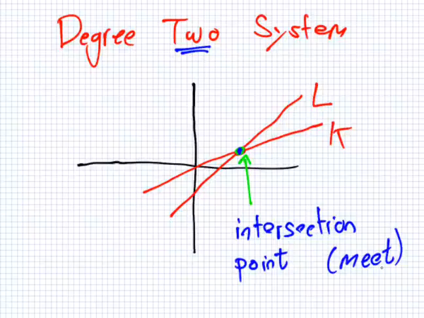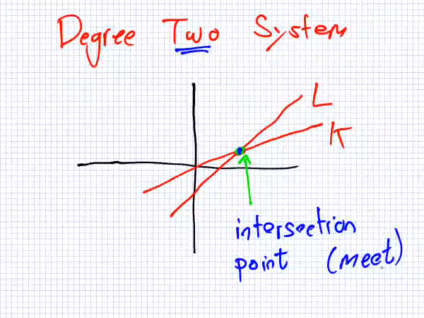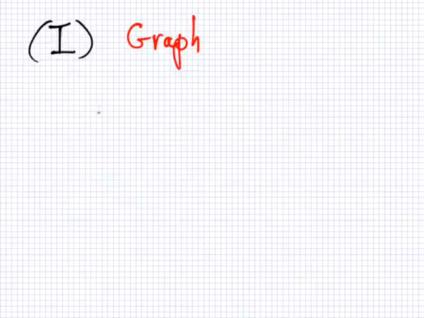And in fact, I think we just use American English here and call it intersection. Cross point sounds nice though. So this is called the intersection point. It's where they meet.